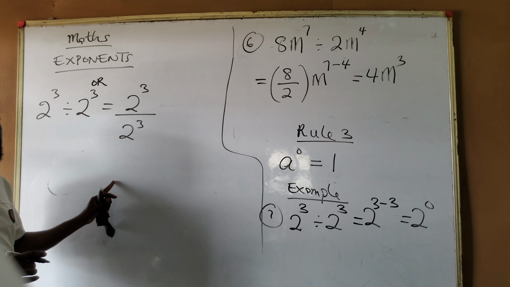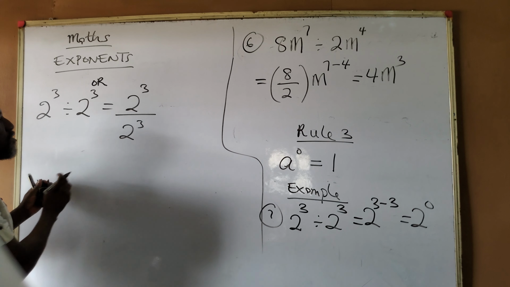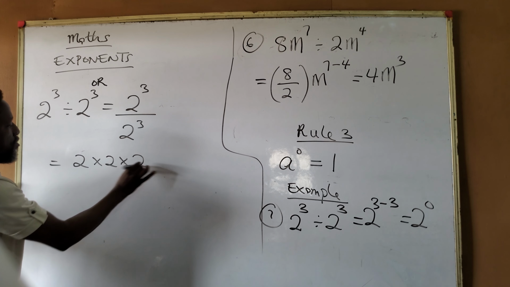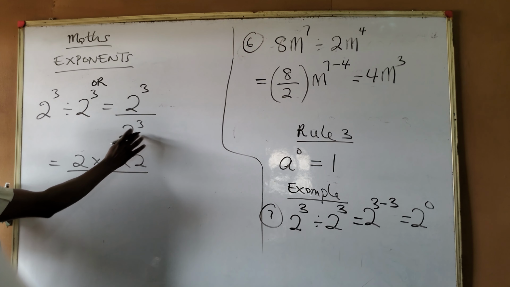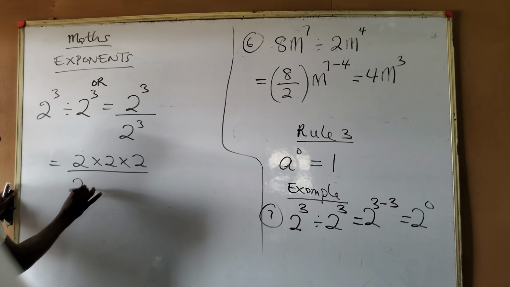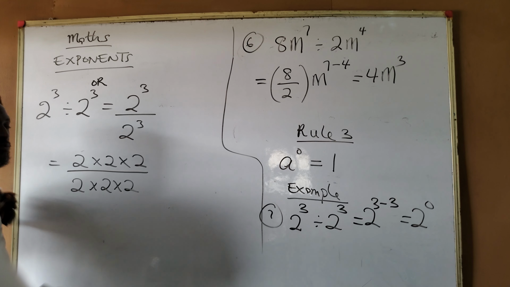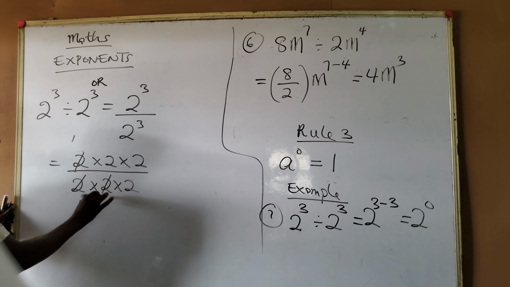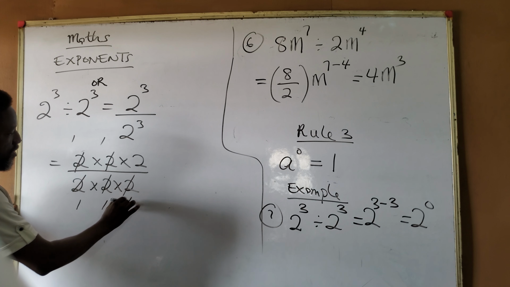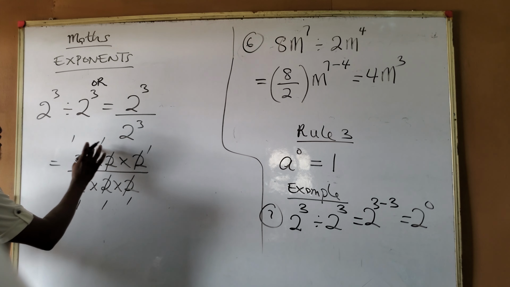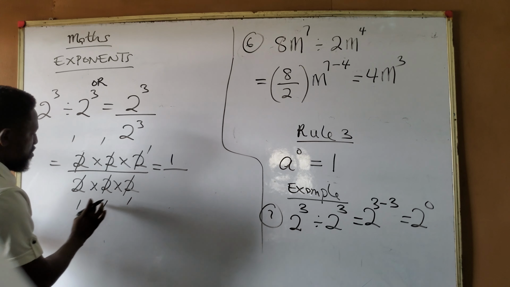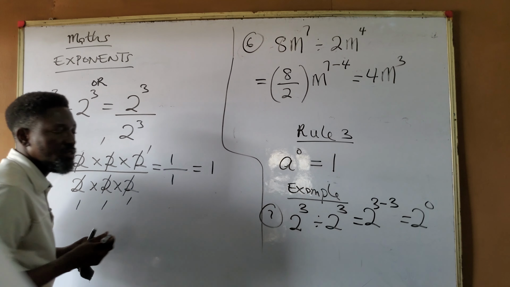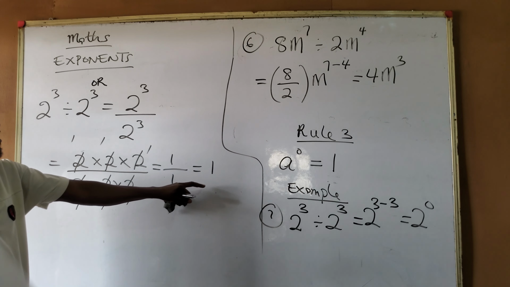This one is taken as division. And of course, 2 raised to the power 3 means 2 times 2 times 2. And this 2 raised to the power 3 in the denominator equally means 2 times 2 times 2. Now we can cancel out. Each 2 going here is 1, and we have 1 times 1 times 1, which is 1 on top, and 1 times 1 times 1, which is 1 below. And 1 divided by 1 is 1. So if we solve in this form, we get the answer as 1.